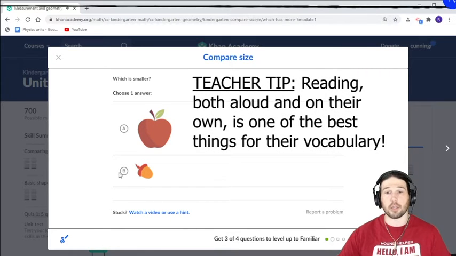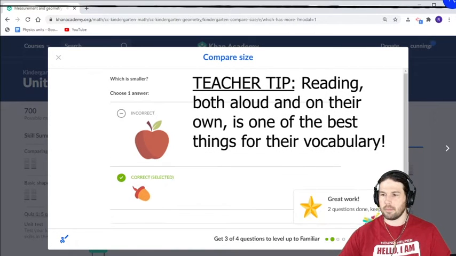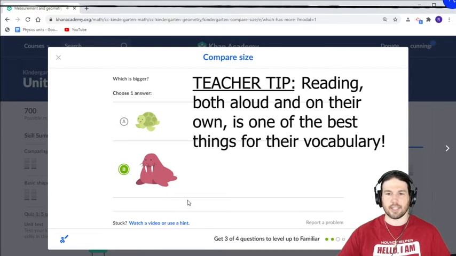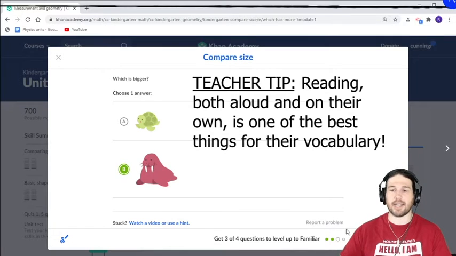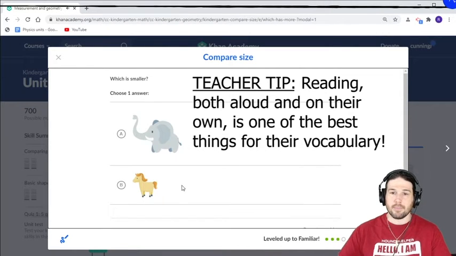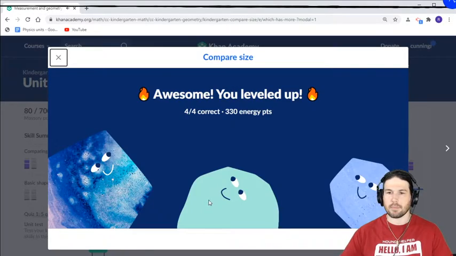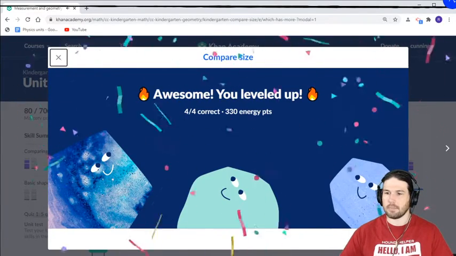Which is smaller? Pretty clearly the acorn. Which is bigger? Pretty clearly the seal. That's not a seal, that's a walrus. This is math, not taxonomy. Which one is smaller? The pony. Easy peasy. Moving on.